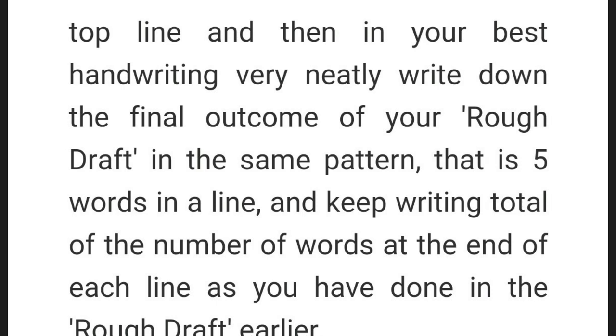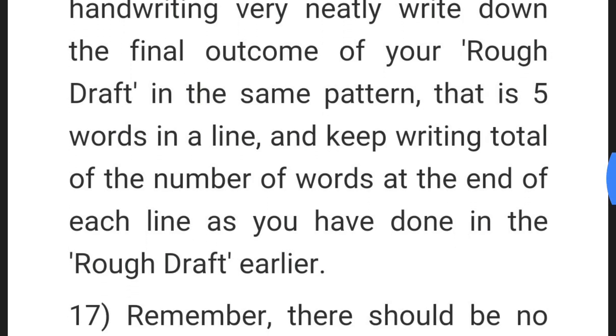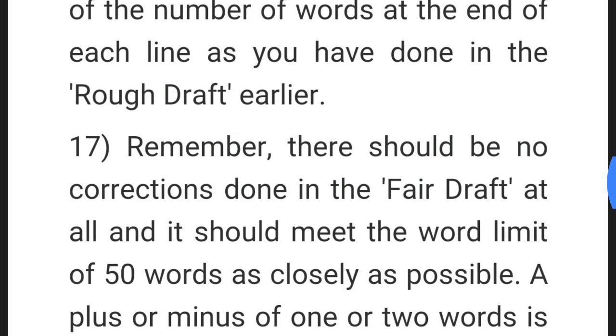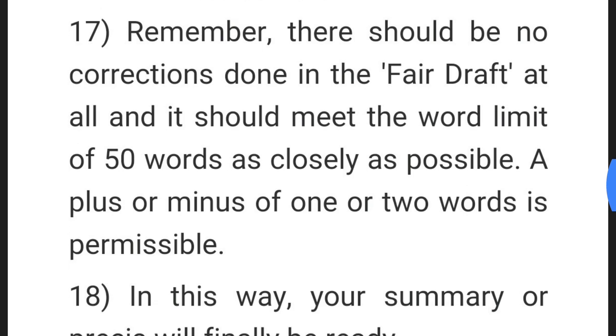After you have done all your working, all your alterations, changes, corrections, expansion, compression, everything is over in the rough draft. So after doing that, what is the end result of that? That has to be copied fresh as a fair draft. So in the same pattern, that is 5 words in a line, and keep writing total of the number of words at the end of each line as you have done in the rough draft earlier. Remember, there should be no corrections done in the fair draft. I told you just now, at all.